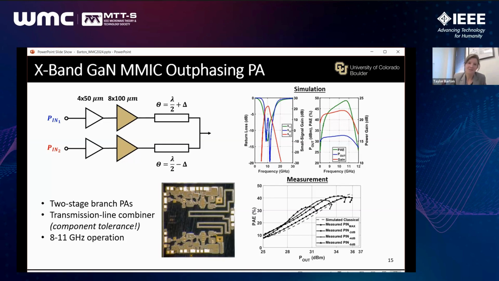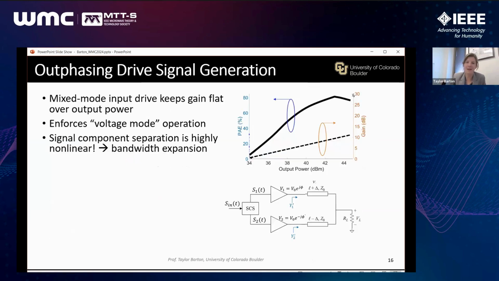So outphasing, I guess I will say, does seem to work at X-band, but there's a really important consideration that we need to account for, which is how do you actually drive this thing? What the theory tells you, when you read the outphasing papers, is that we talk about constant input voltage and we do phase control. And that's actually a really ineffective way to drive a power amplifier.